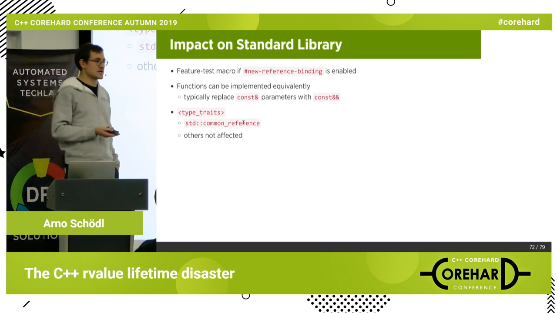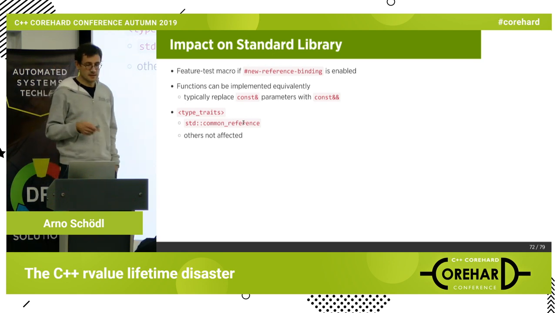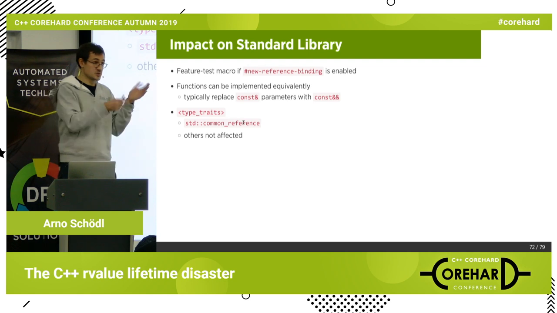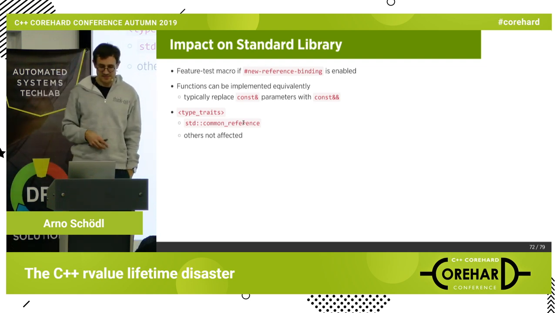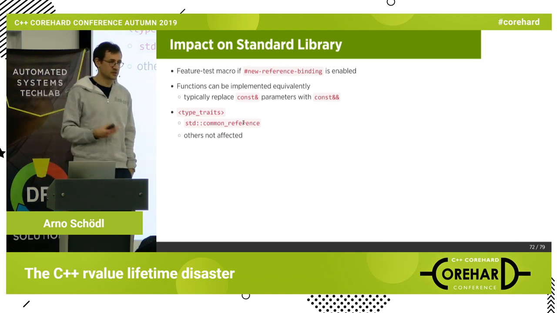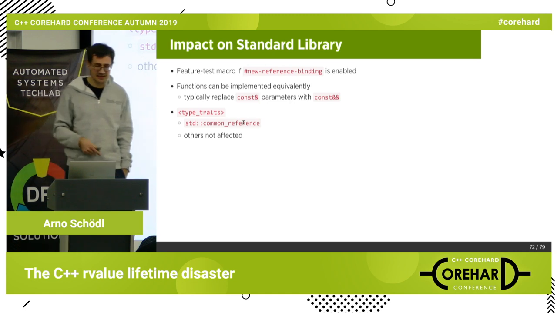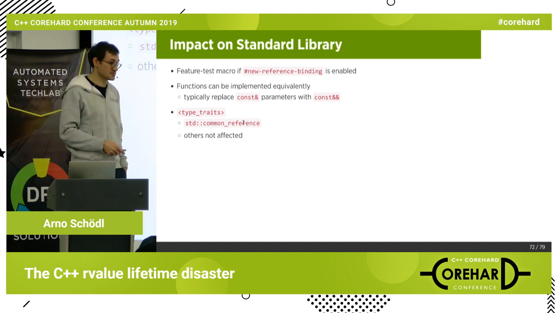Interesting are the places in the standard library that do calculations on types, because functions you can always implement equivalently. But of course, when you calculate types, the outcome may change according to which rules you're acting. And the only thing that I could find is really common reference, where it really makes a difference. Everything else is not affected. I mean, if you're saying add const or remove const or anything like that, it just does what it did before.